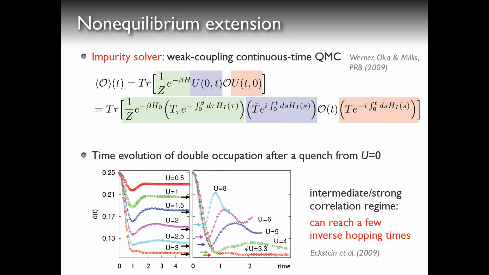So here are results for the double occupation after an interaction quench from the non-interacting Hubbard model to some kind of weak to intermediate coupling regime. And on the right-hand side, we see the result for quenches to the strong coupling regime. And here you can clearly see that we cannot really see the full thermalization of the problem because we have to stop at some point, because the sign problem becomes too severe. But at least for short times, this is a method that gives us the exact non-equilibrium DMFT solution.